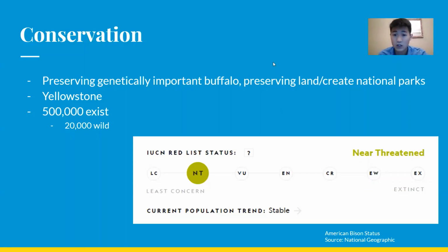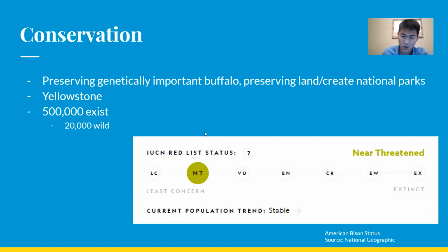And then also a major effort is preserving land and creating national parks. So it helps protect the habitats of these bison herds from cattle or industrialization taking over their habitats, right? And one of the major habitats and areas that bison live in, and actually the largest wild buffalo bison herd, is in Yellowstone National Park.